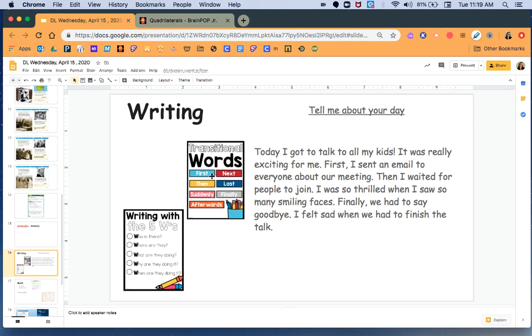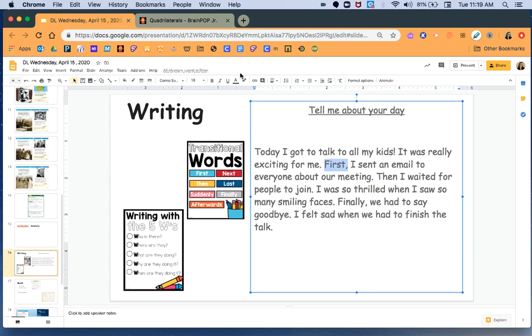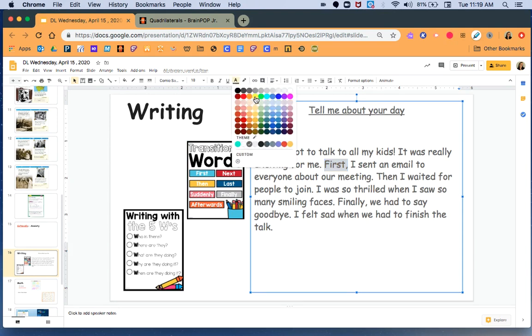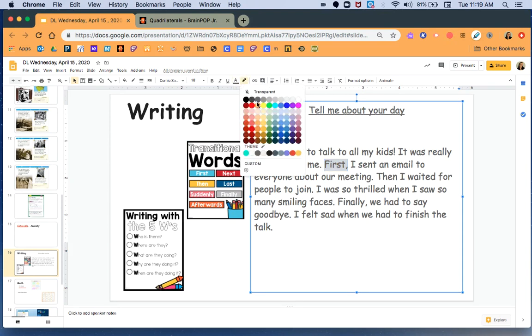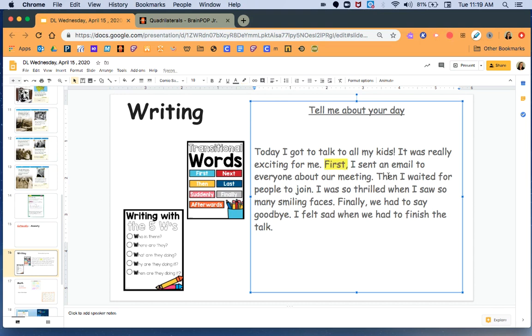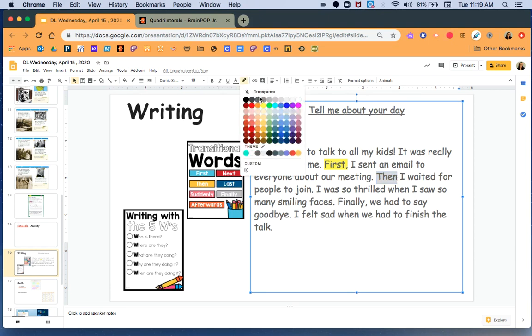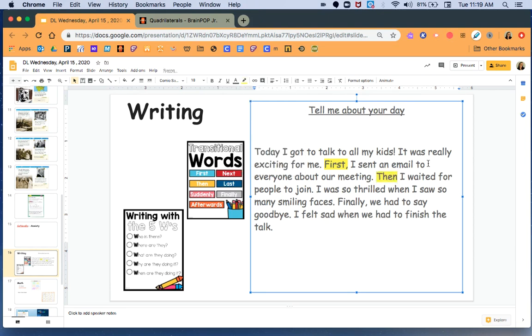So let's see, did I use my transitional words? Today I used the word first. Let's see if I got it. I'm going to highlight it for you guys today. Oh, you know what? I'm going to use this tool. There we go, I got first. Can I find another? Do you see one for me, guys? If you do, let me know. There's then. Oop, I forgot my zoop. And, oh, look, I got finally.